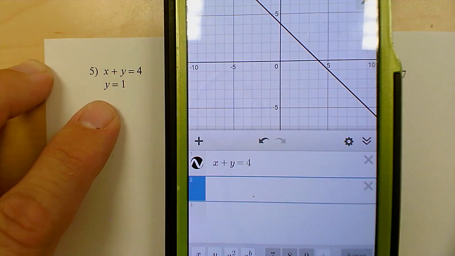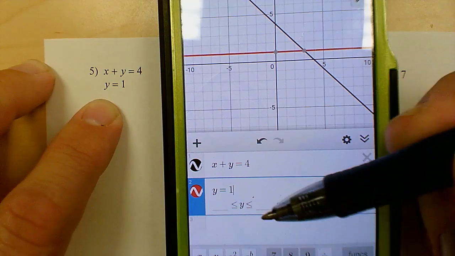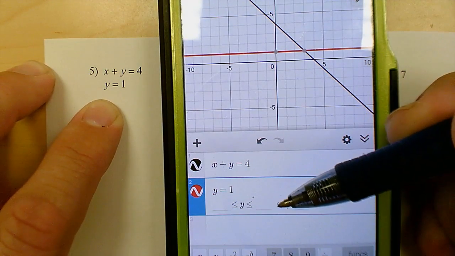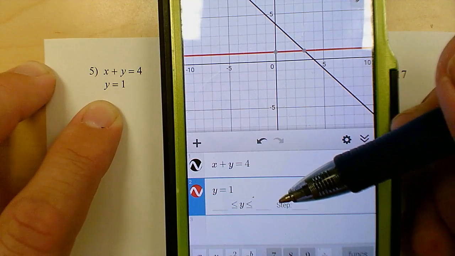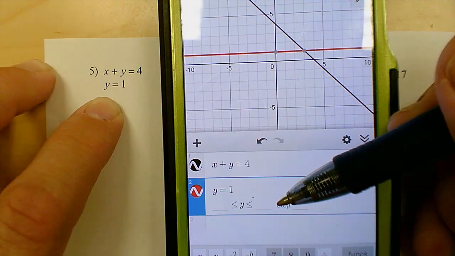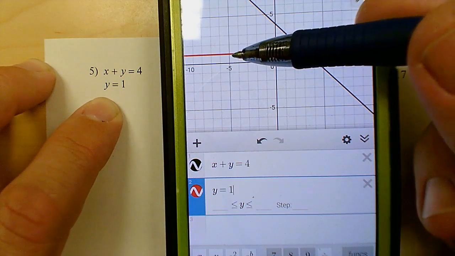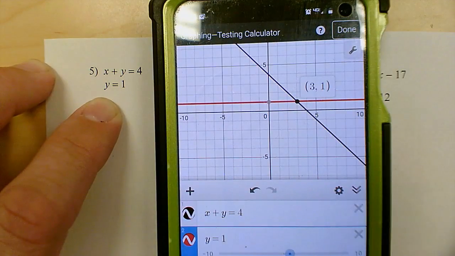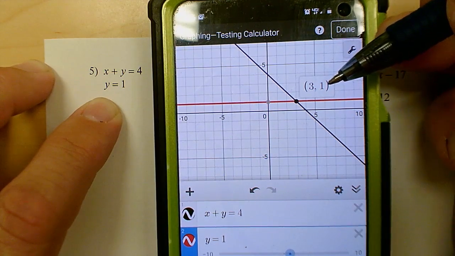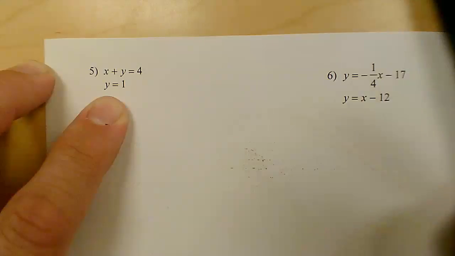Now when I tap down here to type in y equals 1, it is kind of interesting the extra information it's trying to get you to fill in. Basically this is to add a slider, so you want to ignore that. Just pretend like that didn't even happen. It does graph the line y equals 1, which is this red horizontal line for me. And now I can go up here and simply tap on the solution. Obviously the y value is 1, as it should have been. And so my coordinate 3, 1 is my answer.